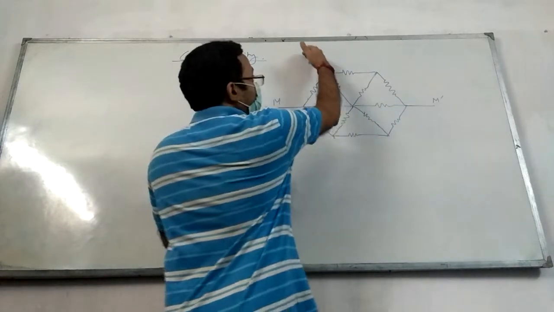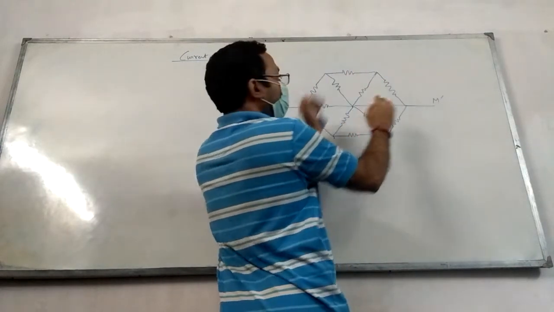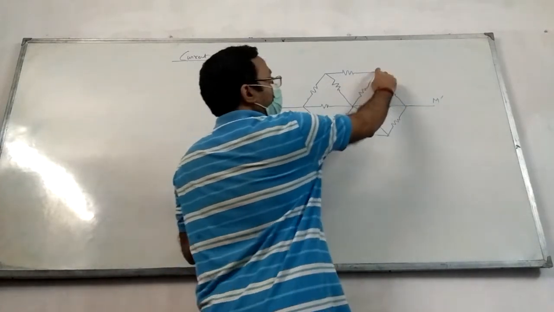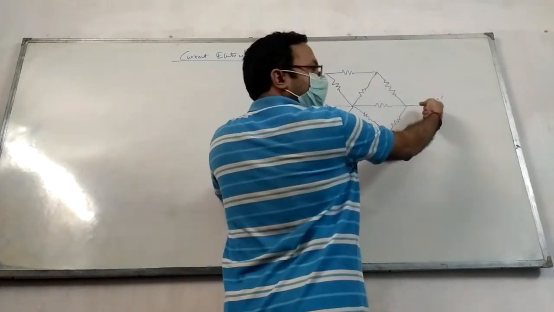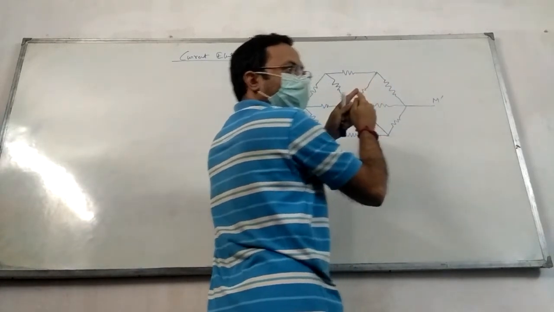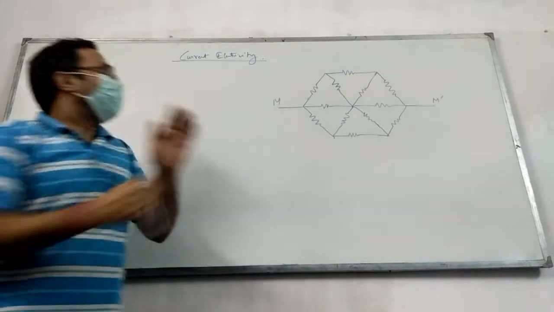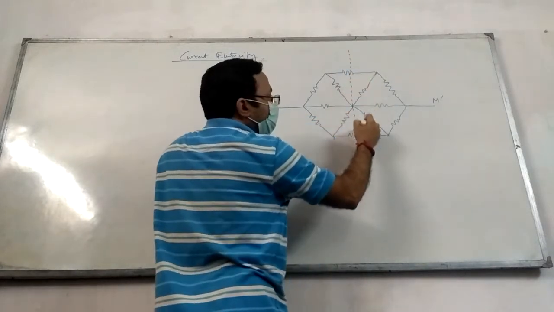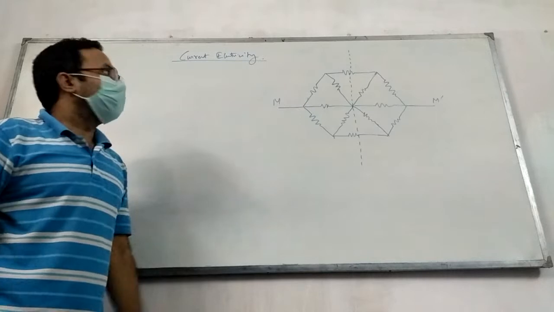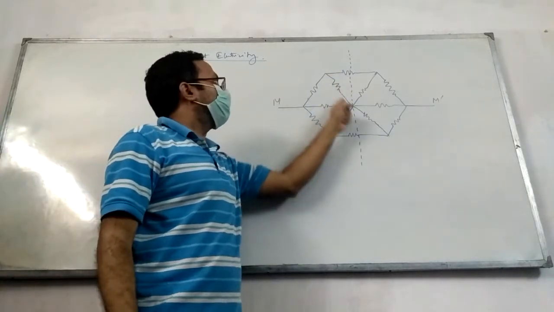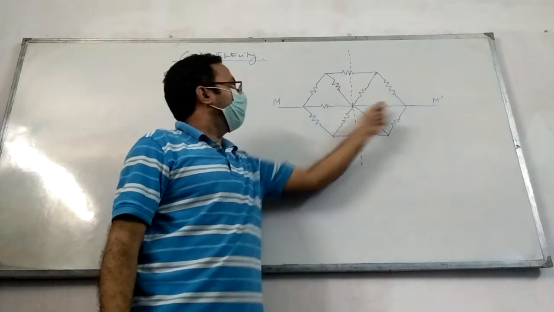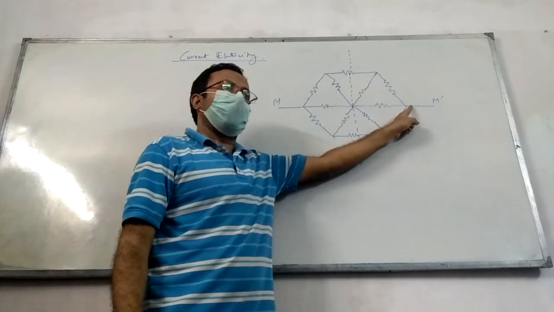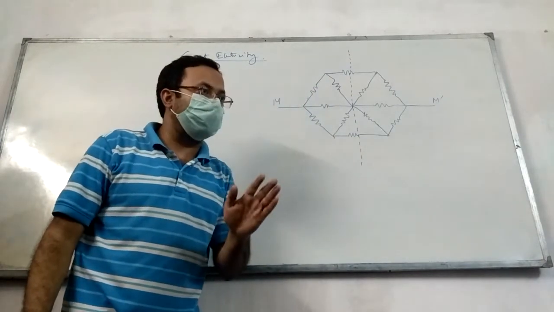So if we fold about this line, then the M dash point will overlap with this point, and this point will overlap with this point, so the two connecting ends are not coming to one place. But if I fold this about this line, then see, all the resistors will overlap on the other resistor, right? As well as this point will overlap on this point. This is how you determine the symmetry, right?